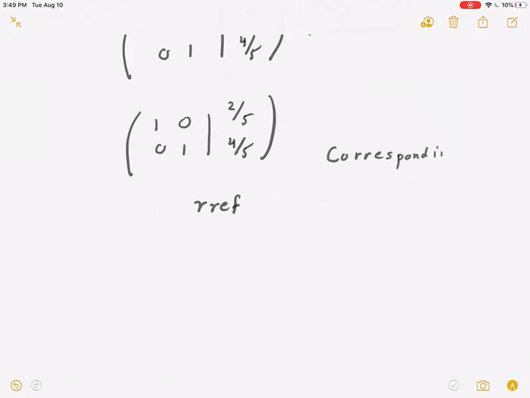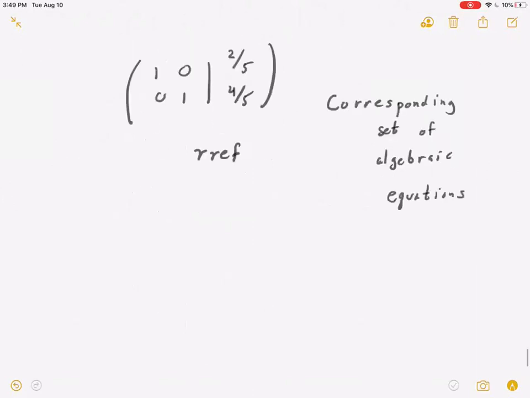So the corresponding set of algebraic equations is simply going to be, starting from the bottom and working my way up, B asterisk will be 4/5. M asterisk will be 2/5.